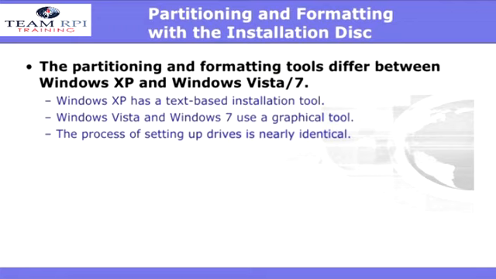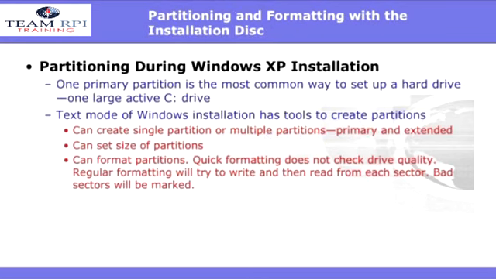Windows XP has a text-based installation tool, where Windows 7 and Windows Vista moved to a graphical interface. First, we'll take a look at partitioning during a Windows XP installation. You'll have one primary partition, that's usually the large C drive, and you're going to walk through text mode and select the different options.